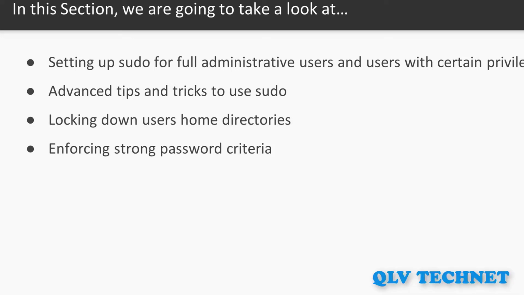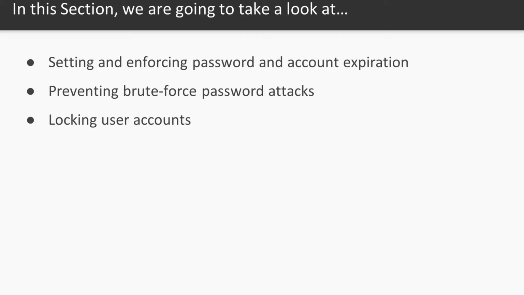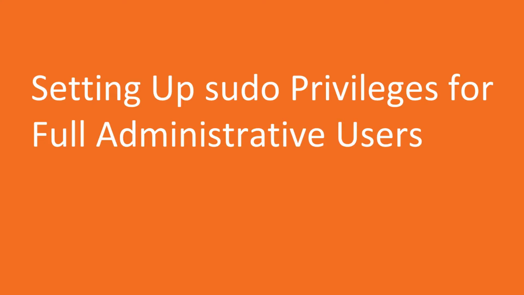In this section, we'll cover these topics: how to set up sudo privileges for full administrative users and for users with only certain delegated privileges, advanced tips and tricks to use sudo, locking down users' home directories, enforcing strong password criteria, setting and enforcing password and account expiration, preventing brute force password attacks, locking user accounts, and setting up security banners. Let's start with the first video, setting up sudo privileges for full administrative users.